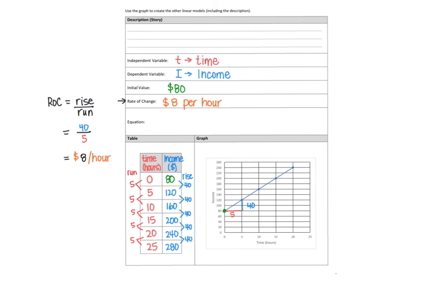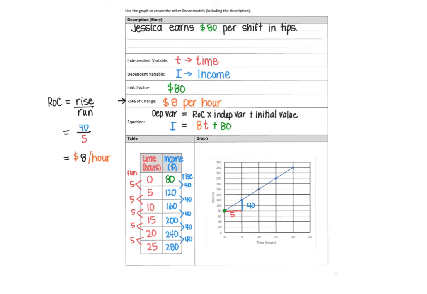We can create our equation to say I equals 8T plus 80. Our story can be something like, Jessica earns $80 per shift in tips. She earns an additional $8 per hour that she works.